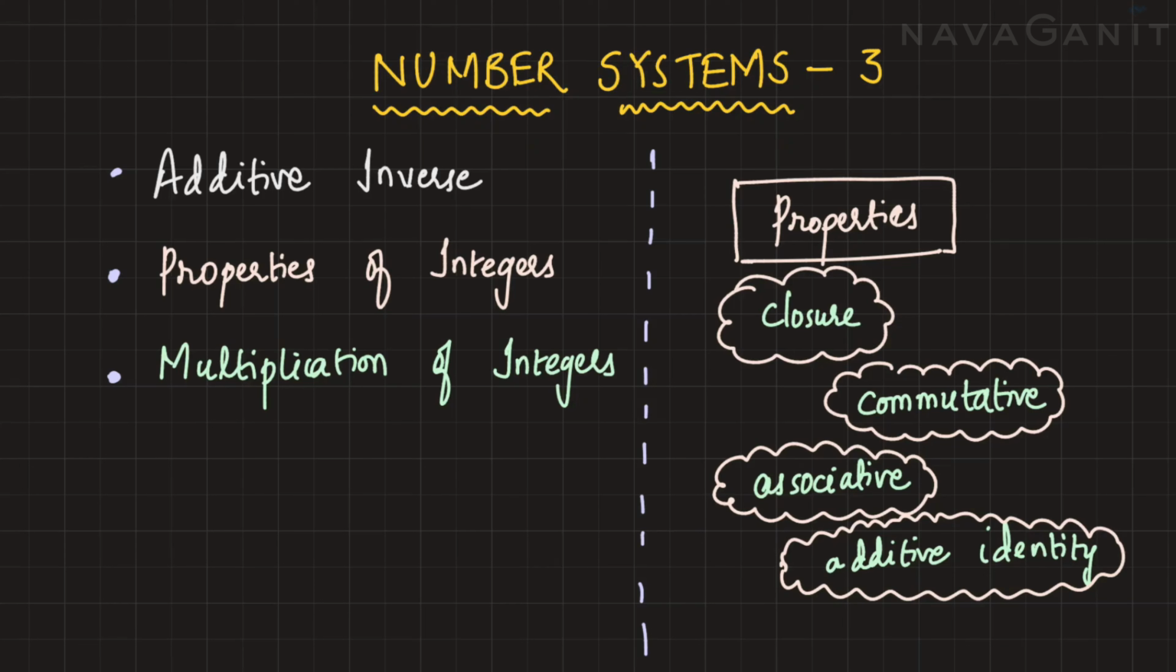There we are looking at number systems. First we'll see what we mean by an additive inverse. Then we'll see a few properties of integers. These properties of integers would include closure property, commutative property, associative property, and additive identity. Then finally we'll look at multiplication of integers.